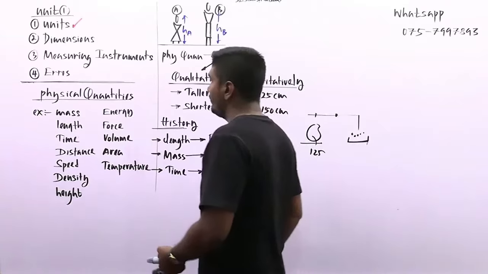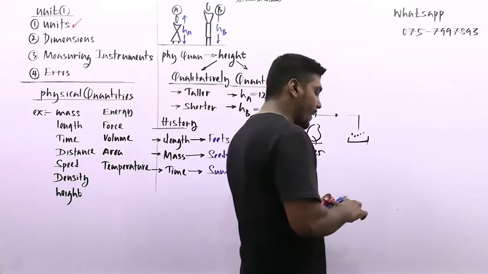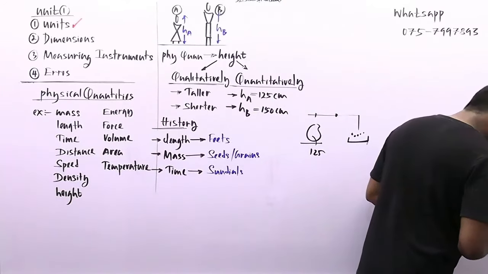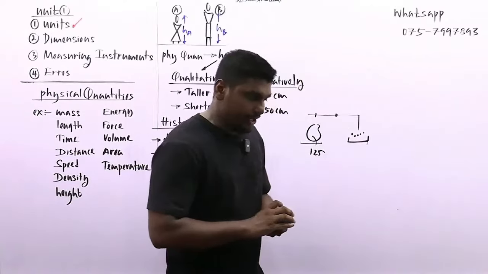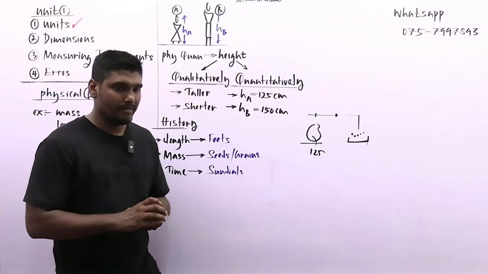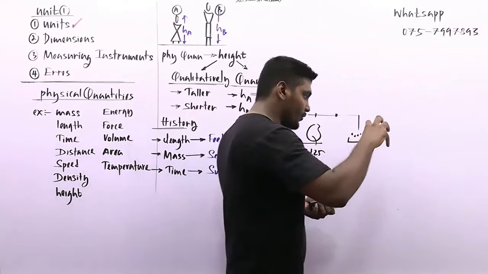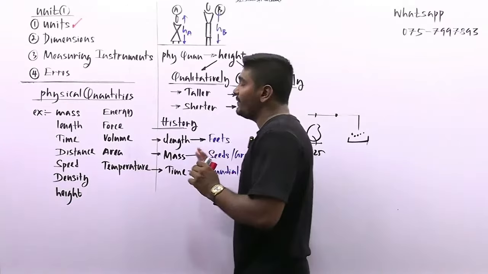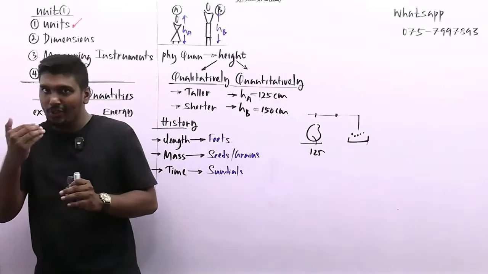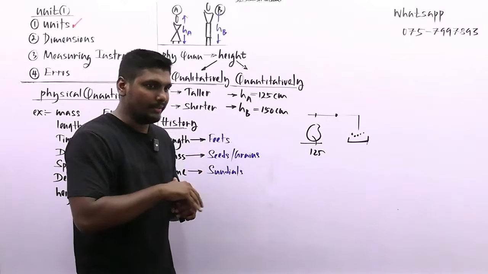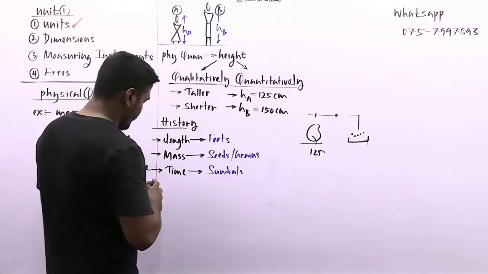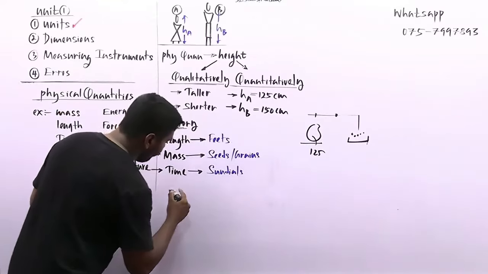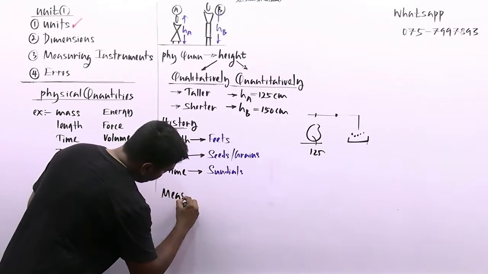Right? Next idea. Number 2, write down: unit. Number 3, nature of the quantity. Inside the bracket, write down vector or scalar. Right? Okay.